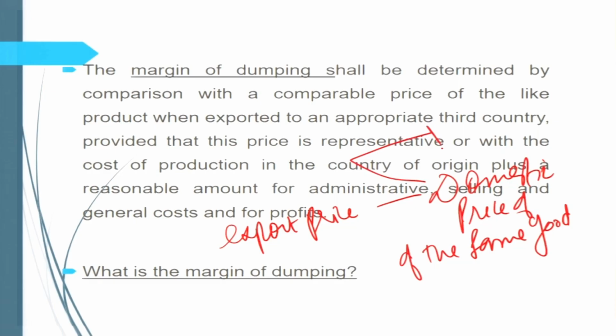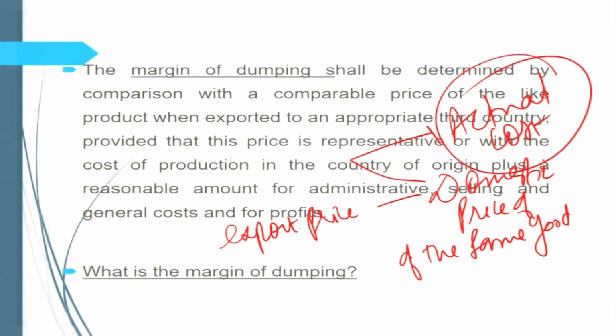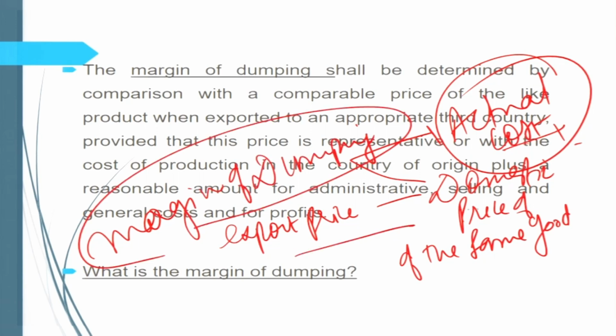Now, sometimes instead of domestic market price, we also refer to it as actual cost. That is, when we try to find the actual cost, we add transportation cost and other costs, and we do not get the domestic price. In that situation, we draw the comparison like this. So, basically this is the margin of dumping. Firstly, we write the export price, then minus the domestic price of the same good.